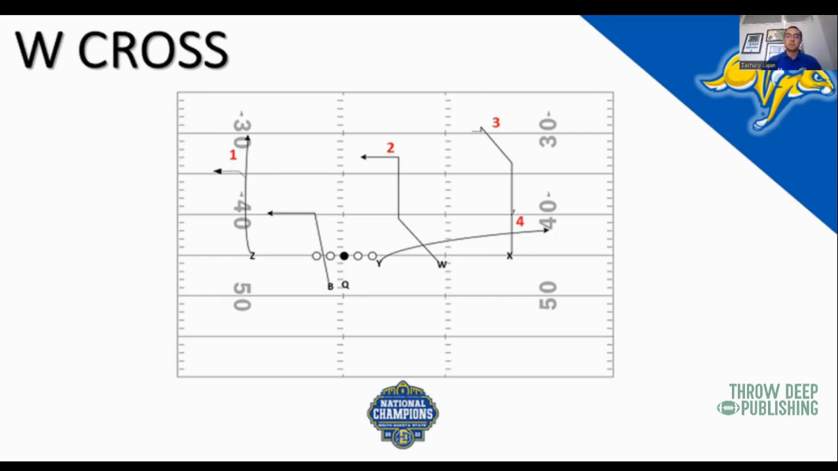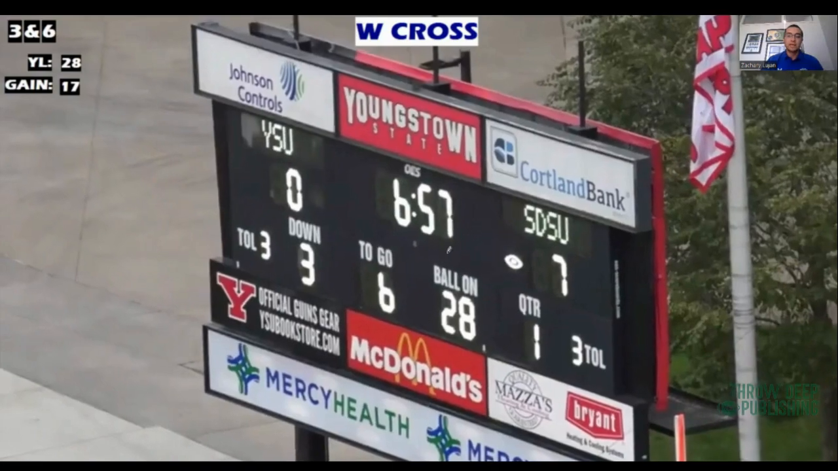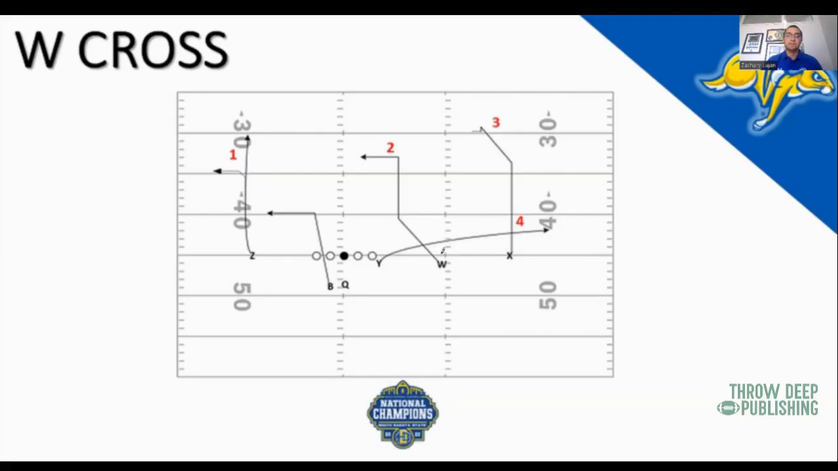Number two receiver to the field. And this is all our W cross concept, all our cross concept stuff with the field concept. We're going to inside stem underneath the flat defender, push vertical past 12 yards, and then flatten it off. We give him the ability that, you know, he can get a little bit of depth here. It doesn't have to be a perfectly flat line, but we don't want him getting any deeper than 15 yards.